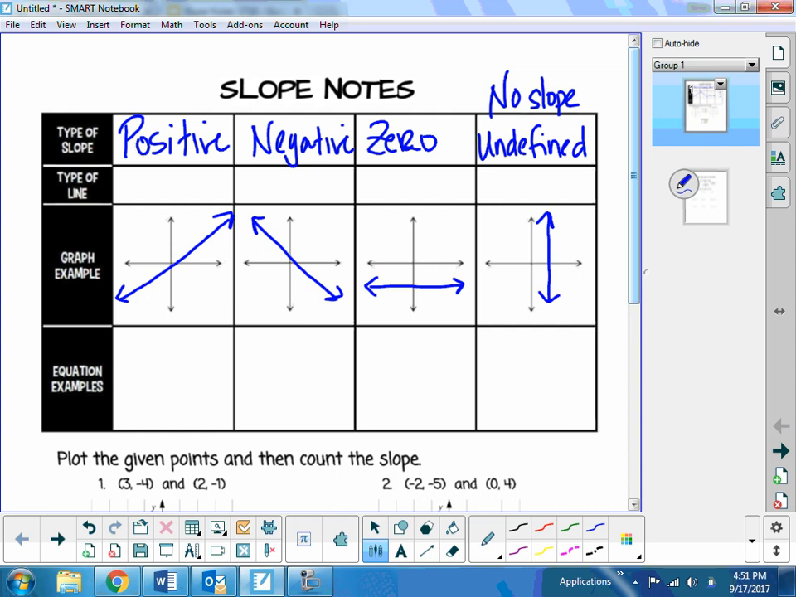Okay, so up here, types of lines. If we have a positive slope, it's going to be a diagonal of some sort. Same thing with negative, it's going to be a diagonal. A zero slope is going to be a horizontal line. And then finally, a no slope is going to be a vertical line.